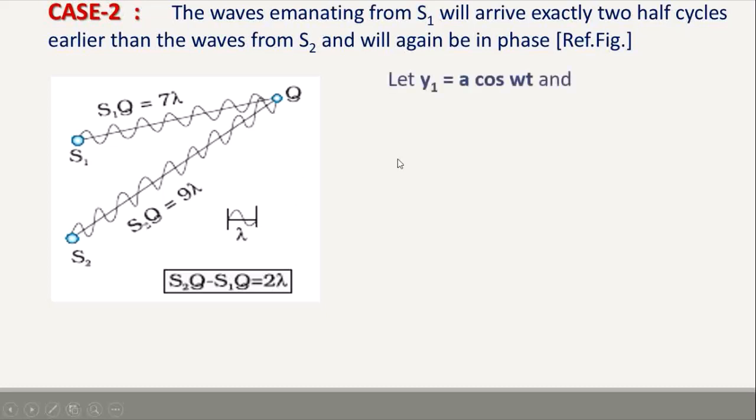In such a case, we have to go with the same steps that we have already studied. Let us start with the displacement produced by the first wave, y1 equals a cos omega t, and y2 is equal to a cos omega t minus 4 pi. So omega t is a phase, and here I have to mention the difference between these two waves. The difference between these two waves is 2 lambda. But 2 lambda is a path difference, so you cannot put this value here because this is a phase angle.